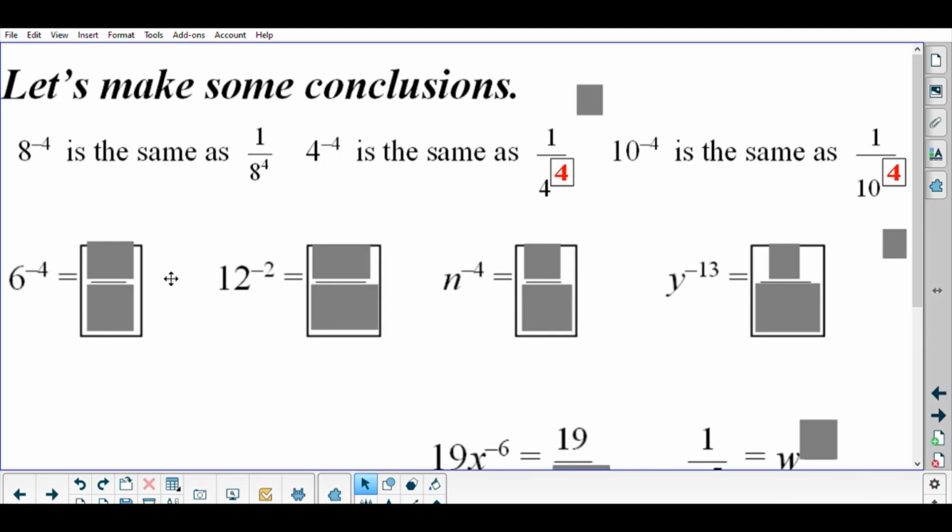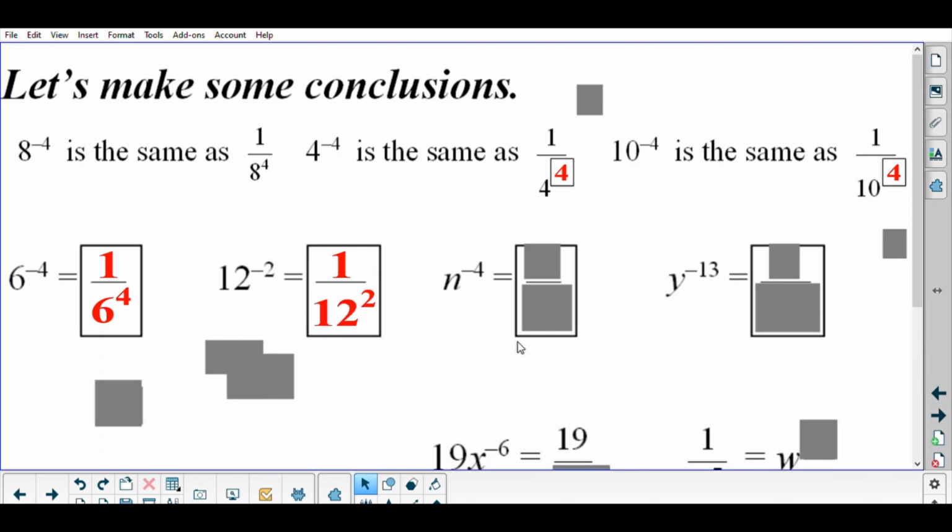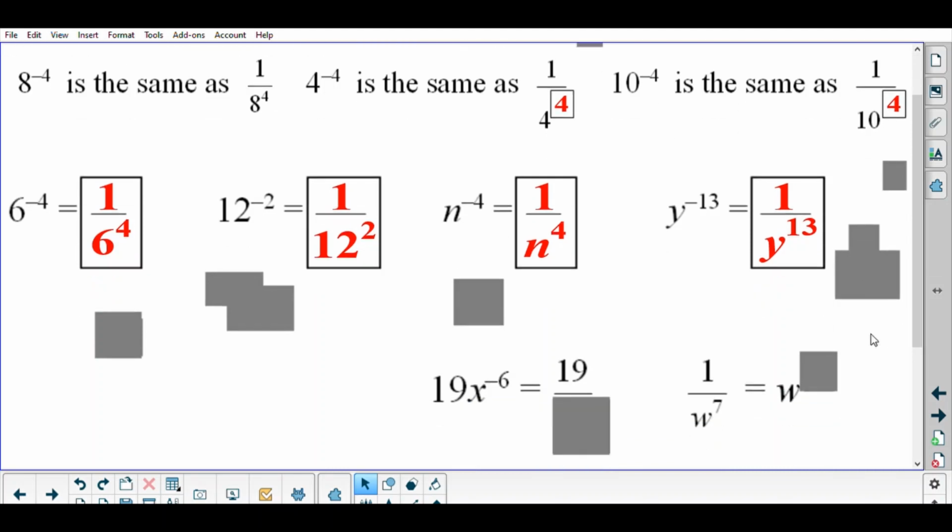All right, I hope you've done these problems on your own. 6 to the negative fourth. The numerator is going to be 1 over the denominator of 6 to the fourth. Notice the denominator no longer has a negative exponent. You should have recognized this as you were looking at the patterns from the problems we have previously been doing. 12 to the negative second is 1 in the numerator over 12 to the positive second power. N to the negative fourth is 1 in the numerator over n to the positive fourth power. Y to the negative 13th is 1 over y to the positive 13th power.